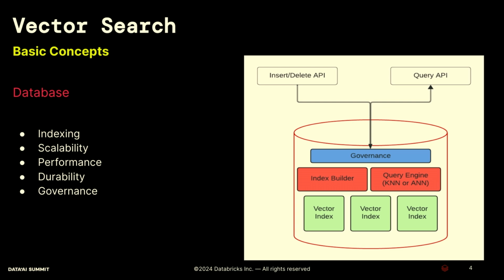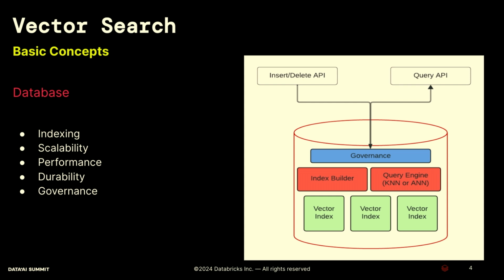The last concept, which a lot of people don't often talk about, is actually the database. So you have the embeddings, you have the algorithm, but you still have to build a database similar to a traditional database that provides you the ability to index data. It provides you scalability. It provides you performance and durability and governance. This is no different than what you would expect from a SQL database or relational database. But this implementation is as critical as your algorithm to find nearest neighbors as well as embedding models.